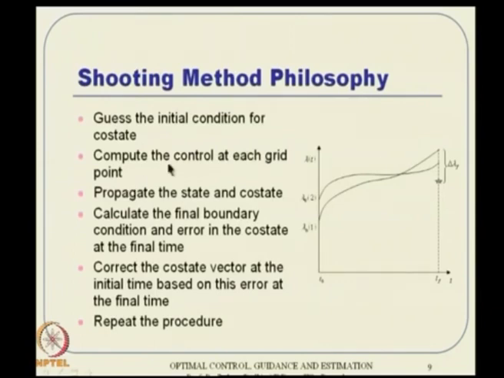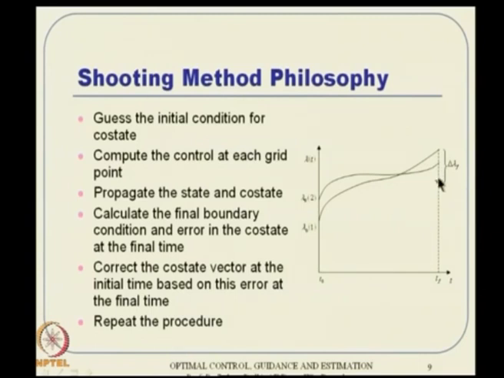So, compute the control at each grid point and then propagate the state and costate equations and then calculate the final boundary condition and the error in the costate at the final time. And then correct the costate vector at the initial time based on this error at the final time. That is what I told you, and then repeat the procedure. Keep repeating the procedure until this lambda f that you are getting from integrating is very close to what it should be.